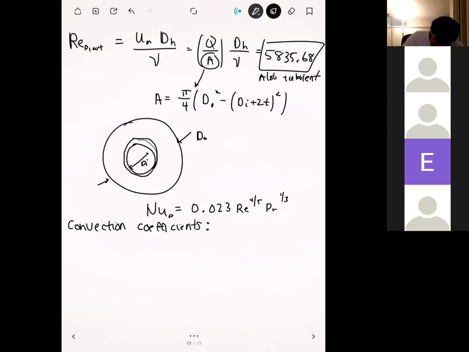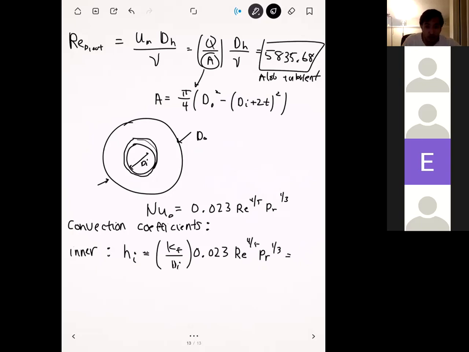Right. And so for the inner water, what we get is h_i is equal to k_f divided by D_i. Okay. And I'm just going to plug in this expression for the Nusselt number correlation here. So this would be 0.023 times Reynolds number to the 4/5, Prandtl number to the 1/3. Okay. And so we plug in all the numbers for that, and what we get is a convection coefficient of 3,250 watts per meter squared K. Okay.